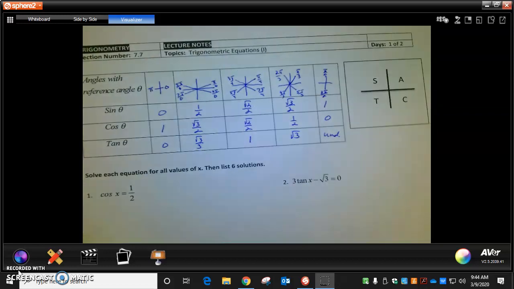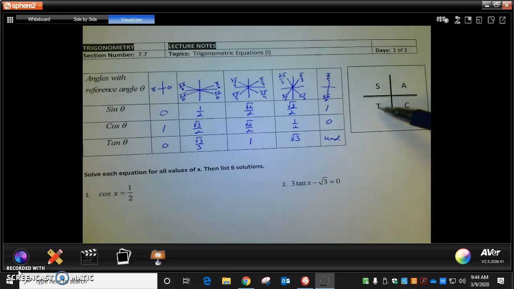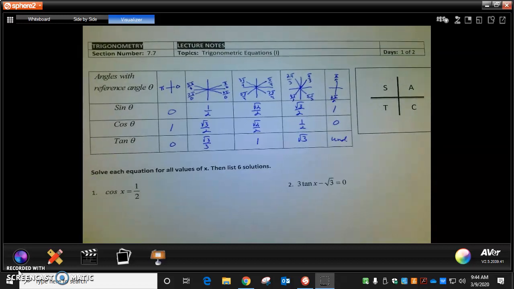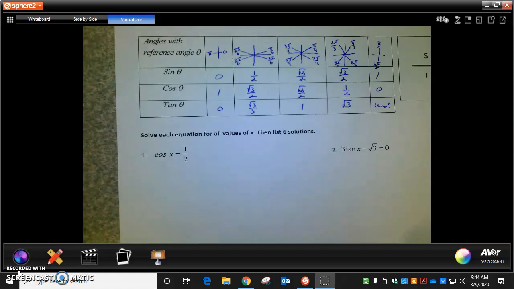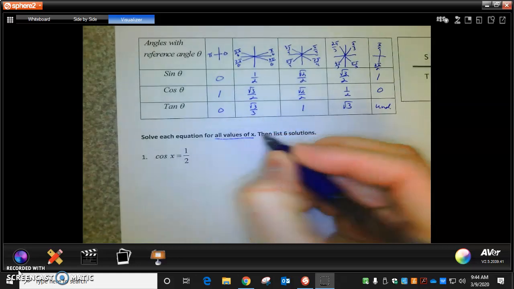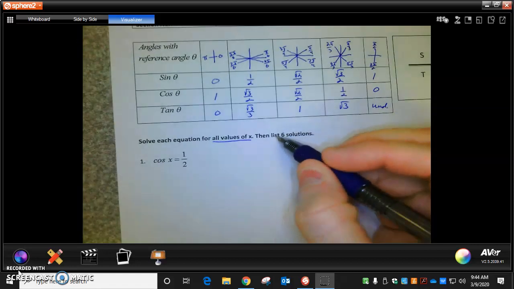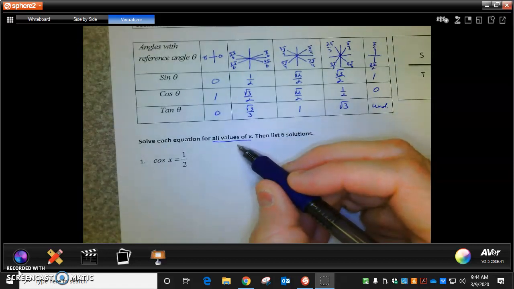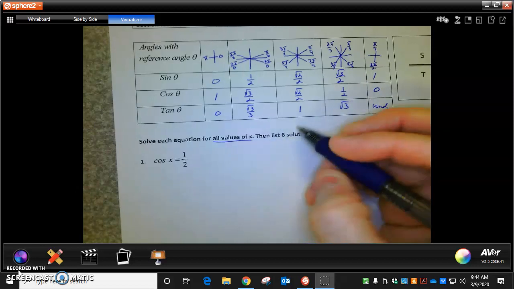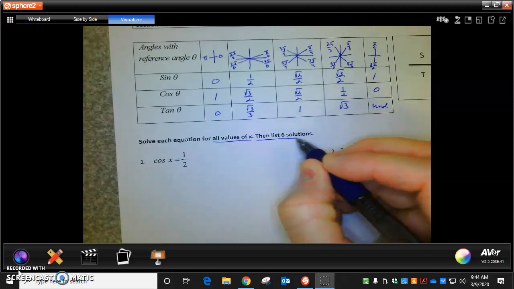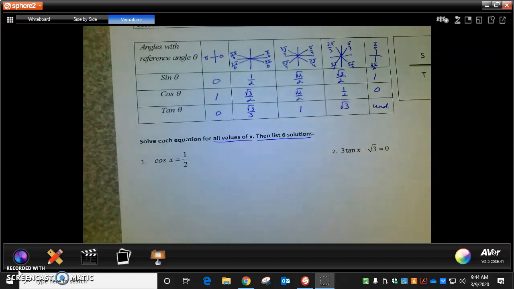I'm also going to keep in mind that all students take calculus, because that's going to come up as well. So, for example, if you look at example 1, it says solve each equation for all values of x. Now, how many values of x are there? Well, there's an infinite number of solutions. So, what we're going to do is, once we have a generic solution for all values, we're then going to write down 6 actual solutions, and we're just going to leave it at that, just to show that we know how to do that.